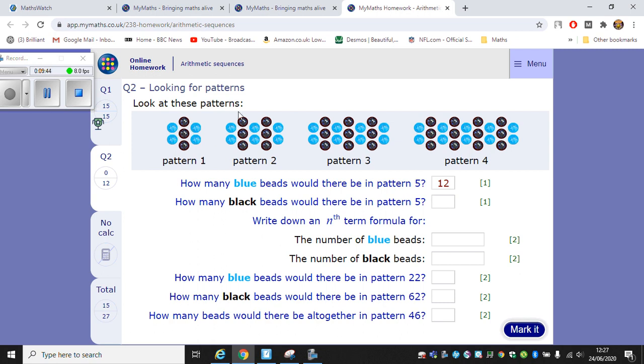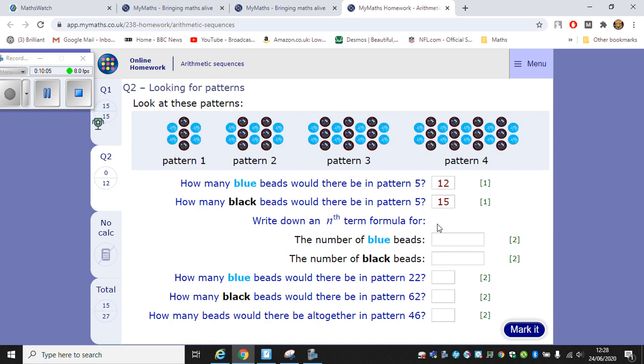Well, the black beads seem to be going up in 3s. Notice how there's an extra line of 3 black beads each time. So we've got 3, 6, 9, 12. So I predict that in the next pattern there would be 15, add in an extra 3.